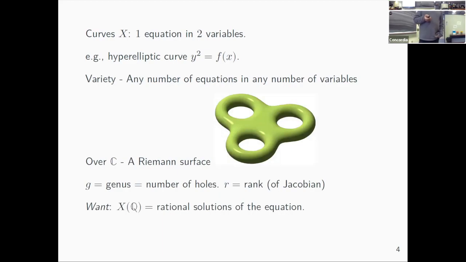A curve over C is a Riemann surface. It's just a surface with a certain number of holes, and g, an invariant that's going to show up many times, is the genus, which is the number of holes. There's also the number r, which is the rank of the Jacobian, something we'll discuss later on. In any case, given such an equation over the rational numbers, we want to find X(Q), which is all the rational solutions of the equation.